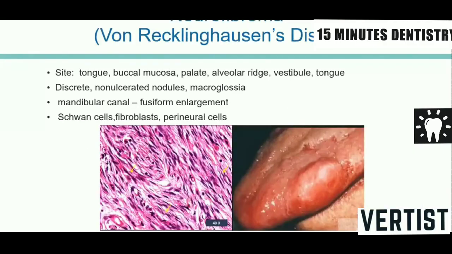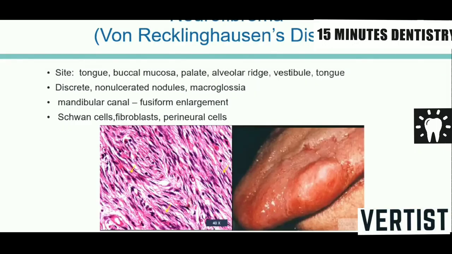A common lesion encountered nowadays is neurofibroma, which is also called von Recklinghausen's disease. It can occur in any part of the oral cavity, the peripheral lesions being more commonly in the tongue and the buccal mucosa. There is an intraosseous variant also, which is radiologically appreciated as a destructive lesion, where fusiform enlargement of the mandibular canal can also be appreciated.